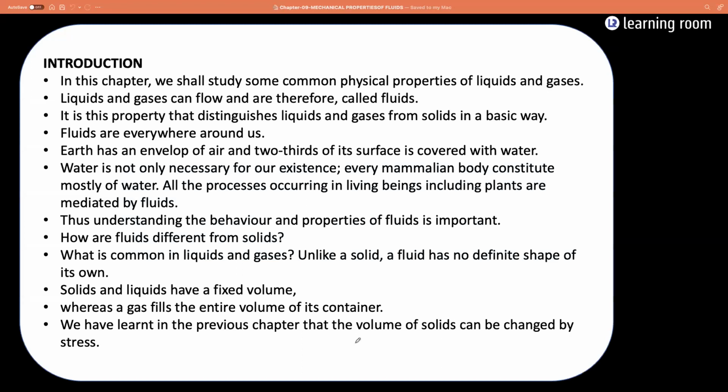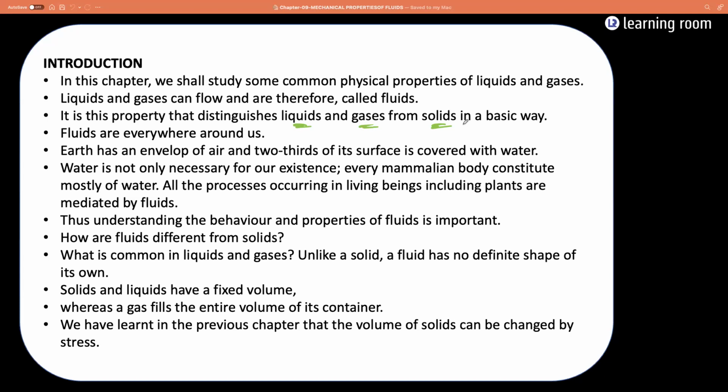Now, when I say fluids, what comes to our mind? Basically, liquids and gases. So when we talk about fluids in this chapter, we will mainly concentrate on the physical properties of materials that are liquids and gases in nature. Why are they called fluids? Because a fluid is a substance that can flow. Liquids and gases have the ability to flow, hence they are called fluids. This is the main feature that distinguishes liquids and gases from solids in a basic way.